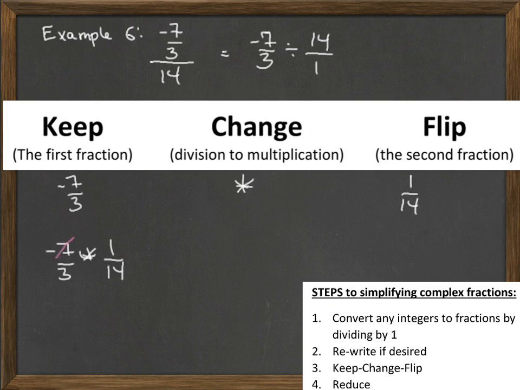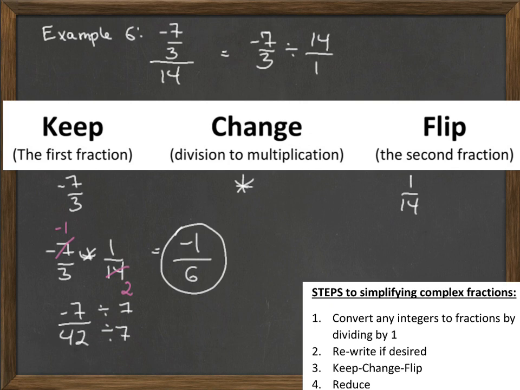So 7 goes into -7, -1 time. Okay, and then 7 goes into 14 twice. So I have -1 times 1, that's -1. 3 times 2 is 6, so my final answer is -1/6. Again, I could have just multiplied across, that would be -7 over 42, but then to get my final answer, I would have to divide both numerator and denominator by 7. Either way, as you can see, I still get -1 over 6.